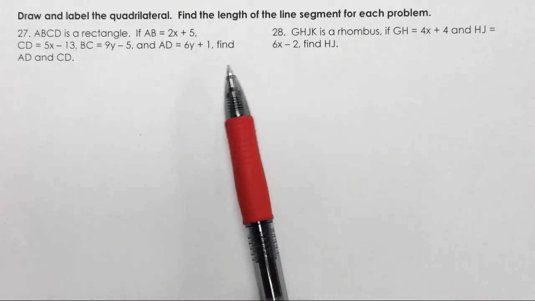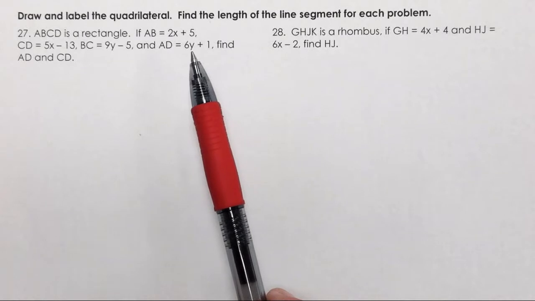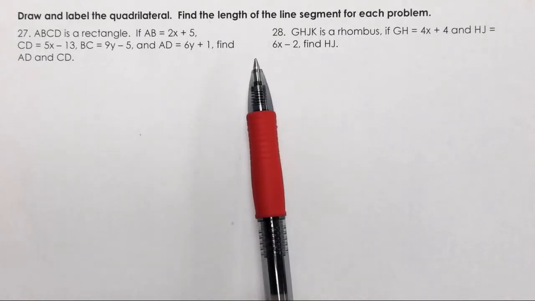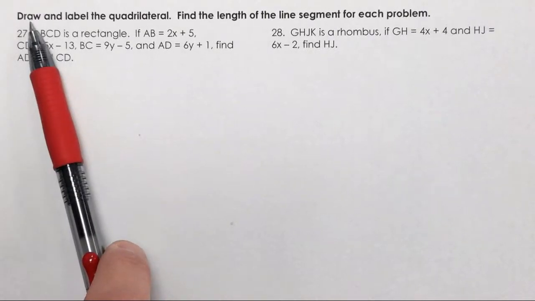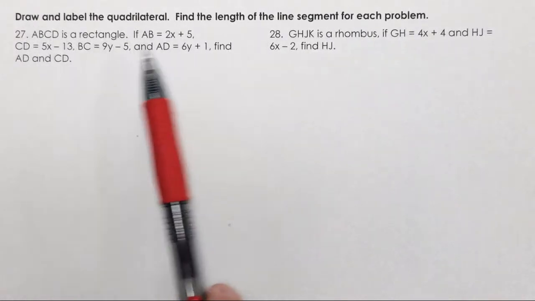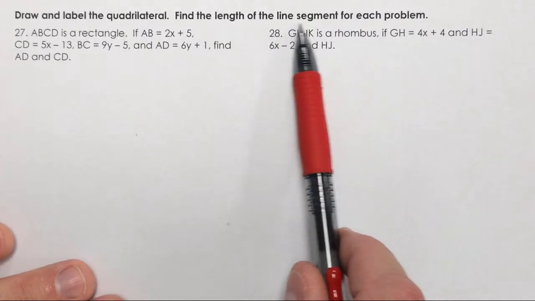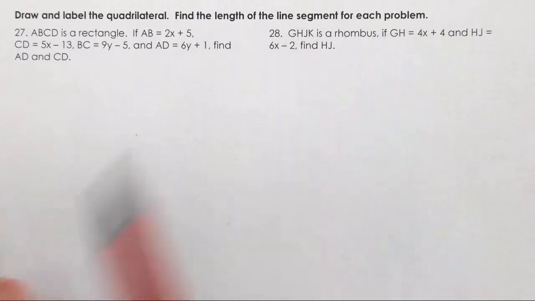Now I want you to understand these two problems, you're going to see something like this on the test. So make sure you really understand what's going on here. You're not going to have to draw these out, but you will have to solve the math that's in both of these problems. So it says draw and label the quadrilateral and then find the length of the line segment or segments for each problem.